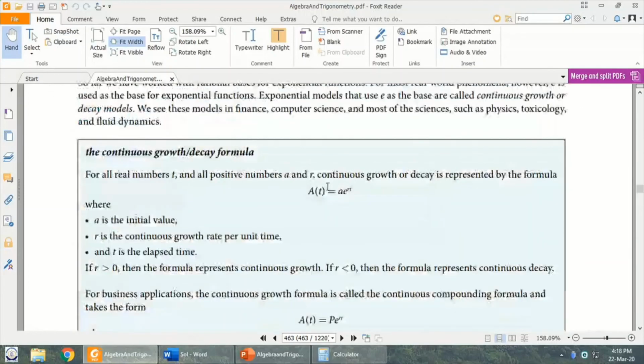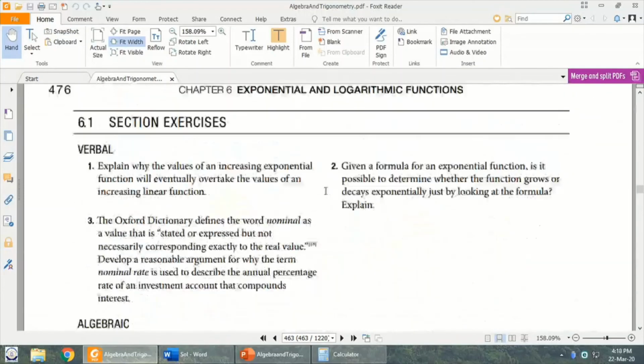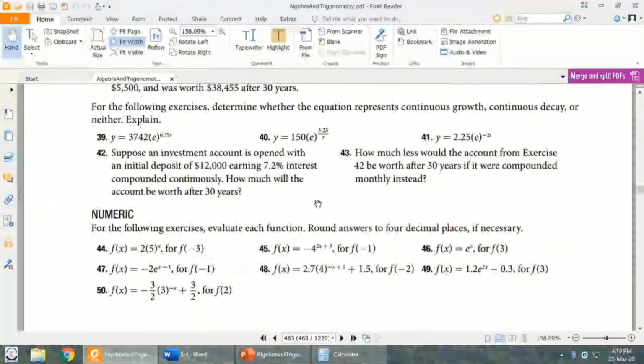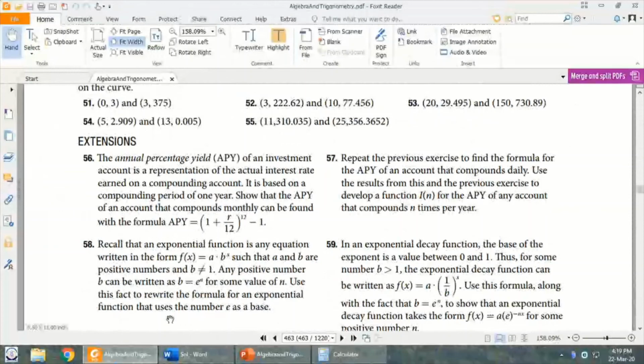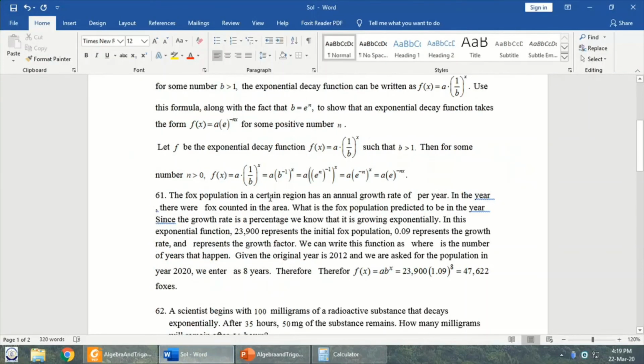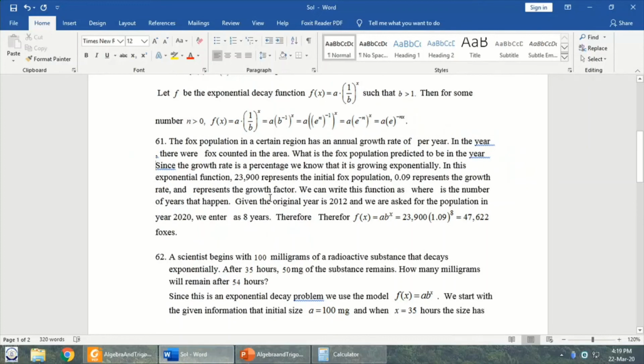Let's go back to the problem. If you don't understand this, just come back to me over this. What it's saying is that you have to revert this as this. Prove that the percentage of interest earned to principal at any time t can be calculated with the formula e^(rt) minus 1. And as you can see, this we have, where have I done this part now?